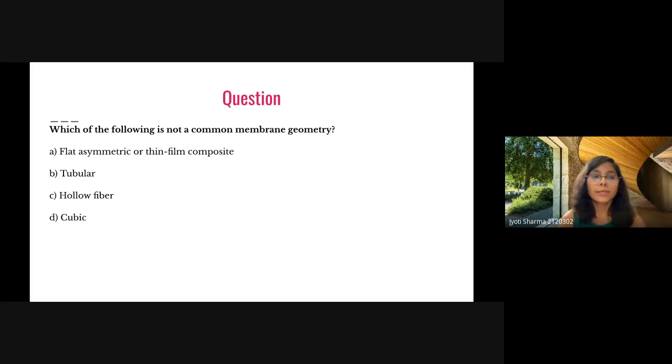Okay. So the next question is, which of the following is not a common membrane geometry? Now we are talking about the shape of your membrane, right? And we have four different types of shape that I gave you: flat, asymmetric, or thin film composite, tubular, hollow fiber, and cubic. Let me see the answer. Okay, so you both gave me D answer. So yes, D answer is right because this is not a common membrane geometry.